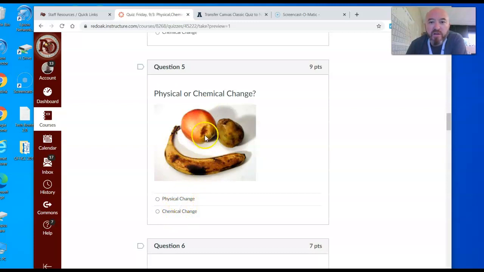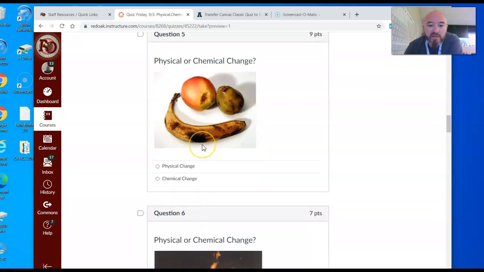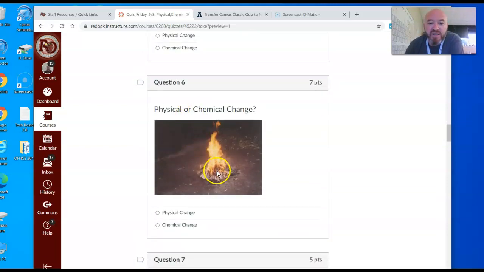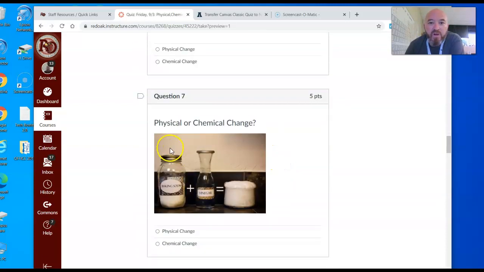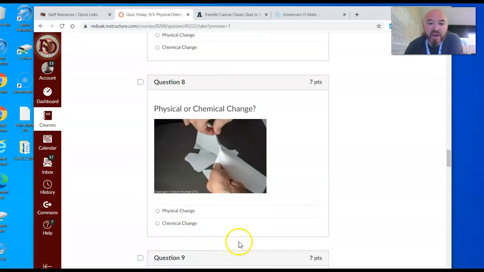I'll give you a hint on this one. The food is discoloring because it is rotting and gases are being released. Gases are forming, hint, hint. Question number 6, is this burning fire a physical or chemical change? Question number 7, is baking soda and vinegar reacting and forming gas bubbles, is that a physical or chemical change? Question number 8, is tearing pieces of paper in your hand a physical or chemical change?